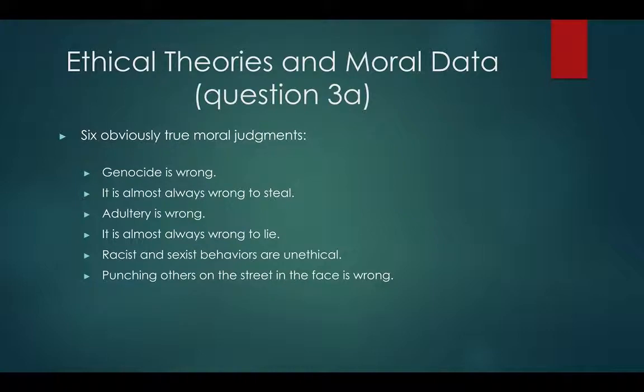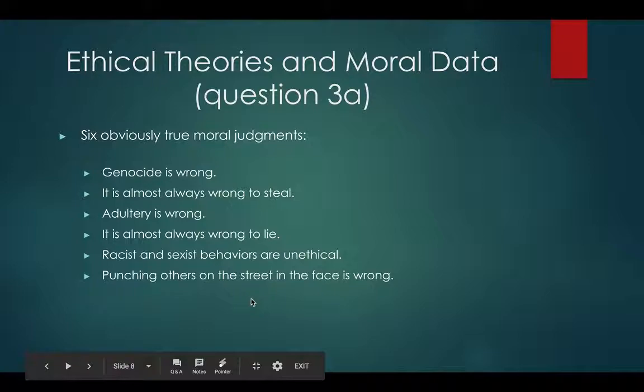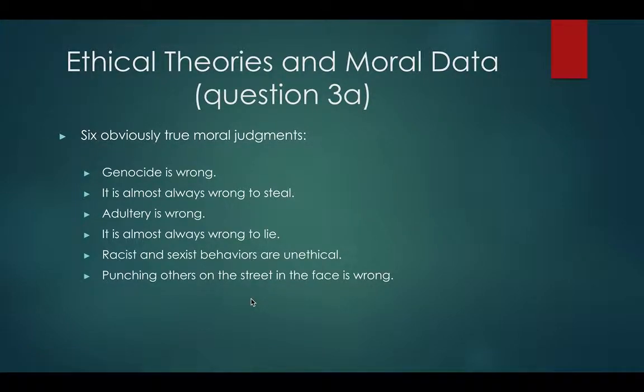So here's 6 obviously true moral judgments. Genocide is wrong. It is almost always wrong to steal. Adultery is wrong. It is almost always wrong to lie. Racist and sexist behaviors are unethical. Punching others on the street in the face is wrong. Okay, so not terribly controversial. Now again we're going to look at 3 theories and how they account for this data.